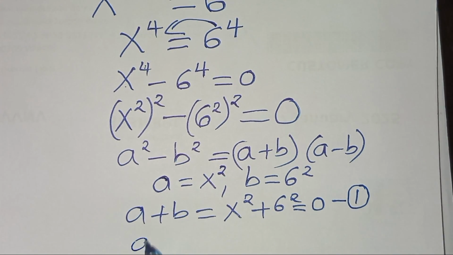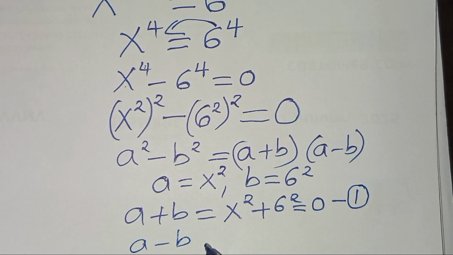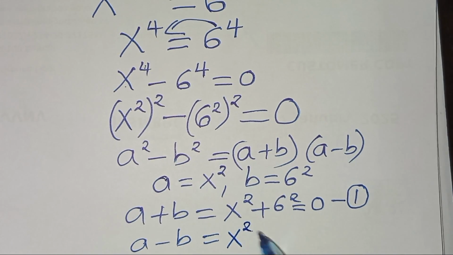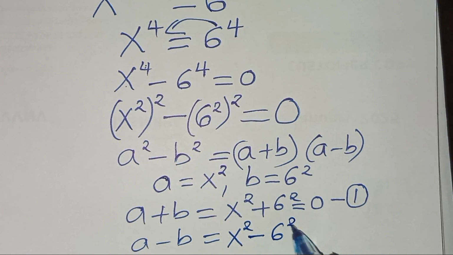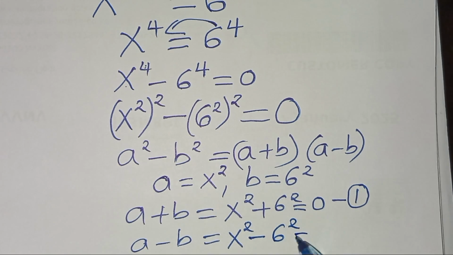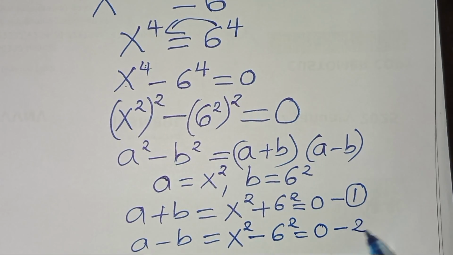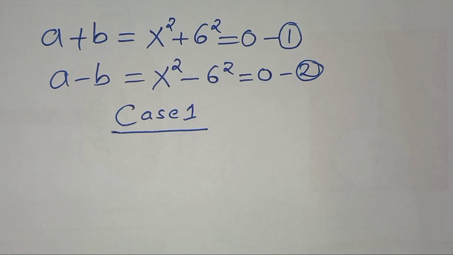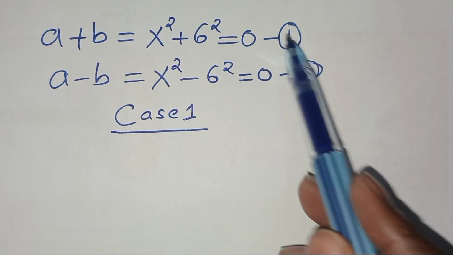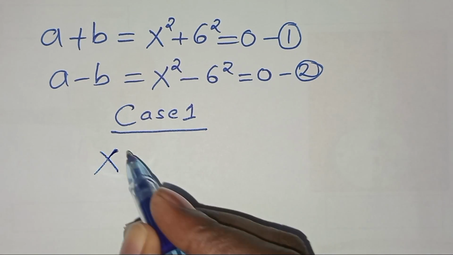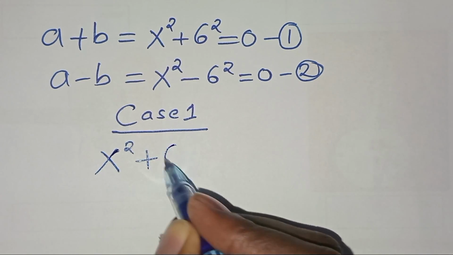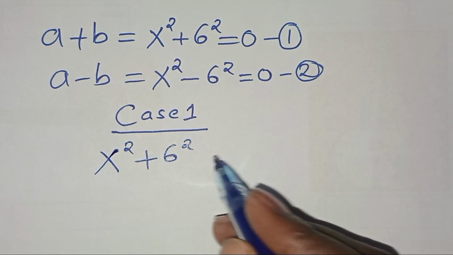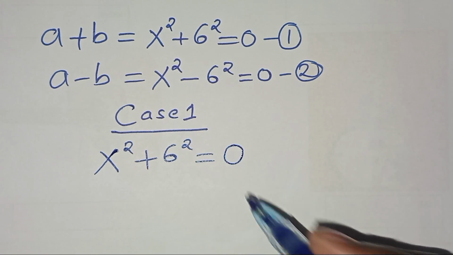Then we have that a minus b, this is equal to x to power 2 subtract 6 to power 2, this is equal to 0. Let's call this equation 2. So let's proceed to solve equation 1 and 2 as follows. Now let's start with case 1 here, which is x to power 2 plus 6 to power 2, this is equal to 0.